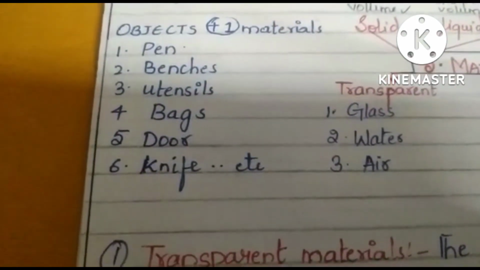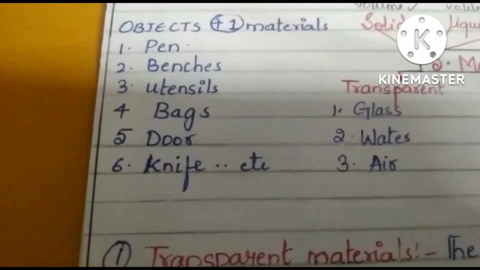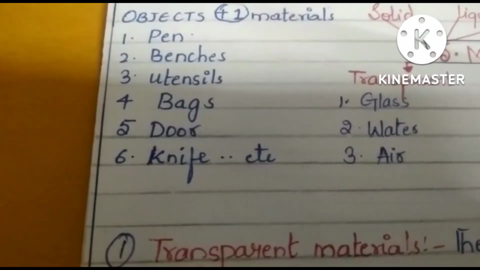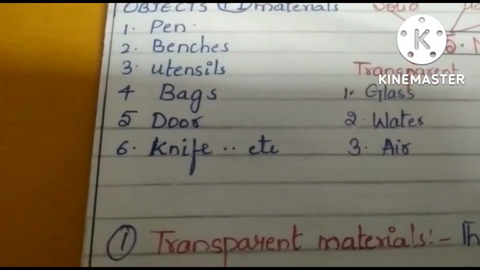Then next, utensils. Utensils, of course we need two metals. Then we are going to bags, doors and knife, correct?